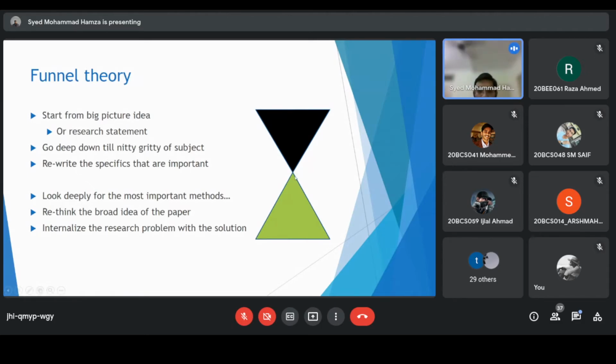And then we restart and rethink about the broader idea of the paper, what the paper talks about majorly. And finally, we end our whole thing by internalizing the research problem with the solution, what the solution is getting. And by following this funnel theory, you can do anything. You can read a research paper, you can write a research paper, you can present anything, and so on. And this also helps not only in research but in other academic things.